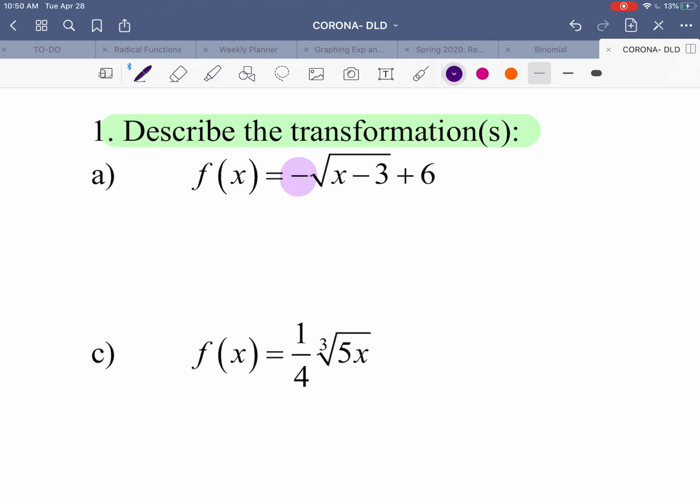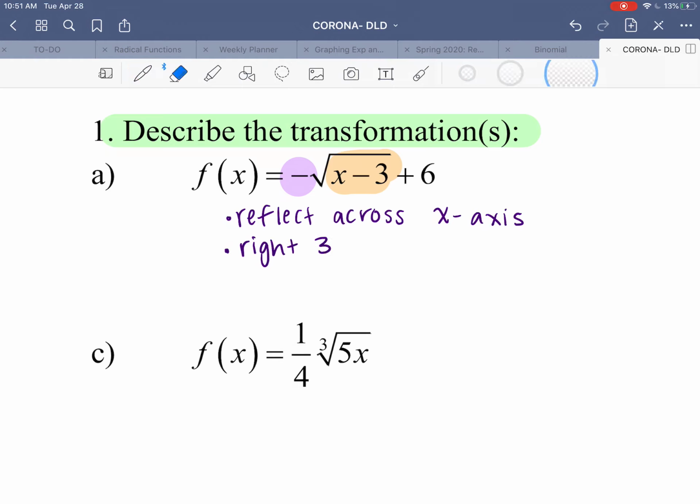So this first one right here out front means that we're going to reflect across the x-axis. Okay, next we have this underneath the radical. Remember, x's lie, so it's going to go the opposite way. So we have that we are going right 3. And then on the very end, let me get a new color. On the very end, we have this 6, and that is going to tell us we're going up 6.